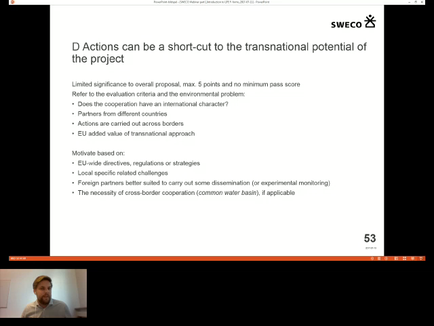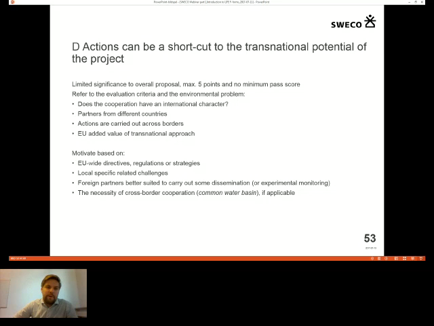Also, in the evaluation criteria, they will look at whether you have partners from different countries. This already makes it transnational. Say you're based in the north of Lithuania and the Latvian municipality on the other side might be connected to the same problem. I'm sure you know the people on the other side of the border. Ask them if they want to be an associated partner or sit in a reference group. And then you already have transnational character. It doesn't need to be so complicated.